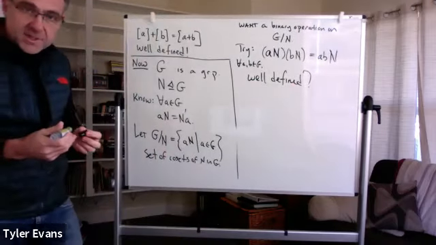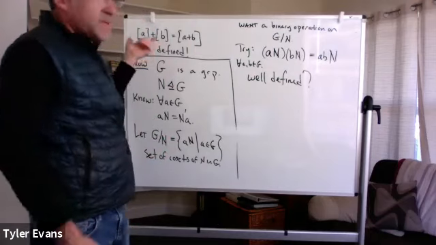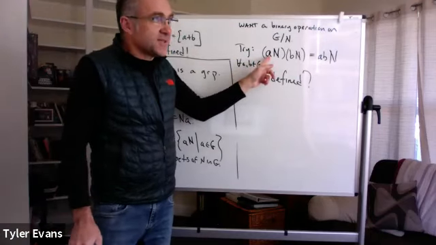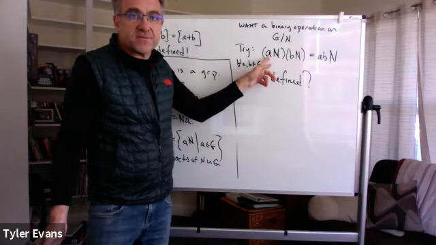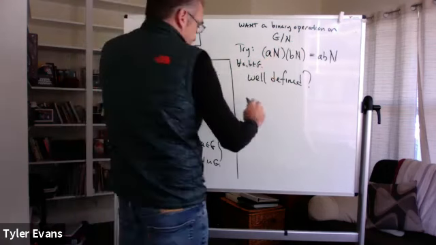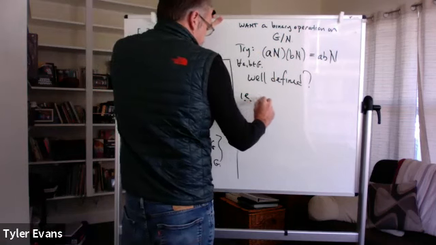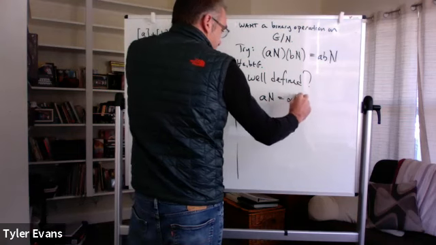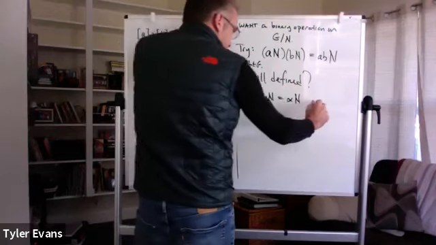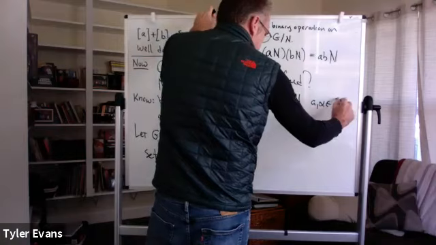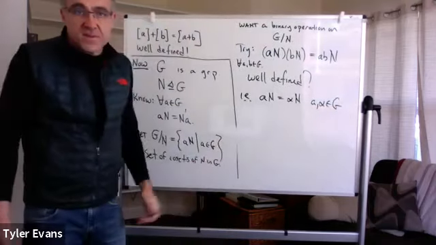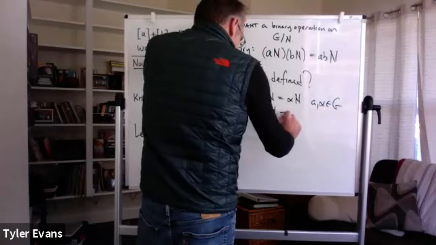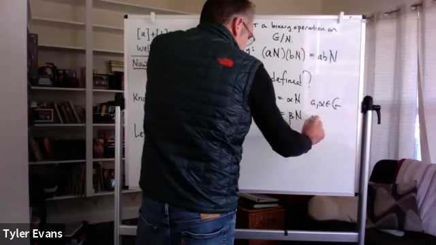Is that operation going to be well defined? And what does that mean? It means the same thing as it did in the integer case. A is not the only representative for the coset. Maybe the coset containing A is also the coset containing, I'm going to call it alpha. It's possible that B is represented by another element, beta.